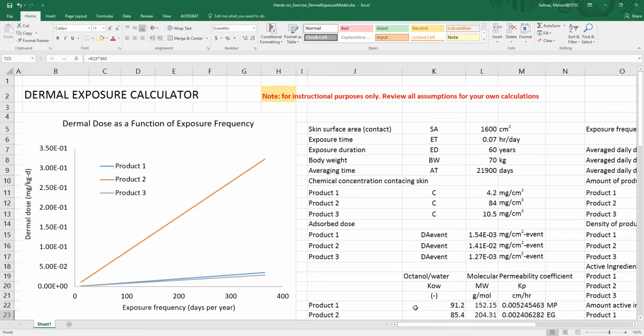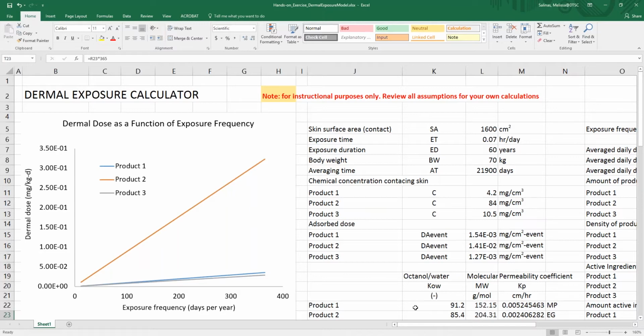So information that we need is, for example, the skin surface area. And again, if we go to the exposure factors handbook, it provides you the typical skin surface area for different parts of the body. Here, the idea is that probably you're exposed over most of your body. What's the typical exposure time in terms of hours per day? How long you're exposed. And yesterday I had a question about this value here.